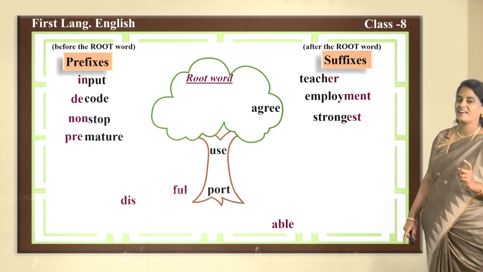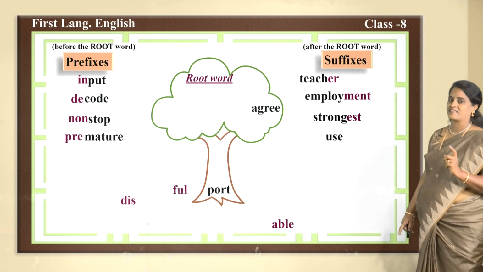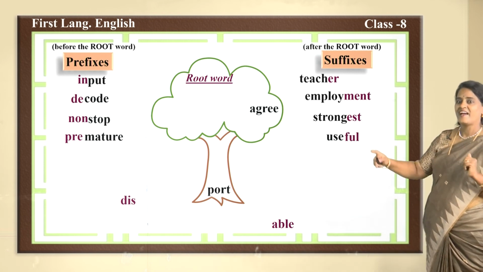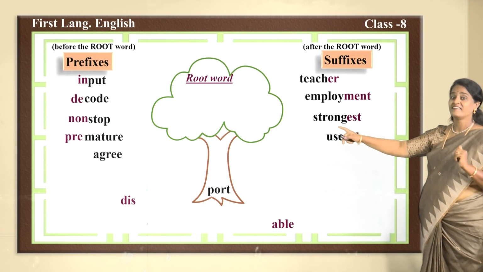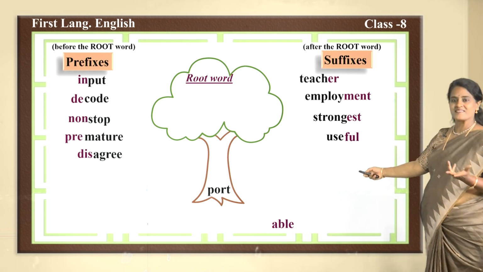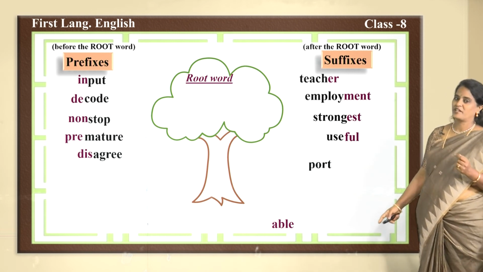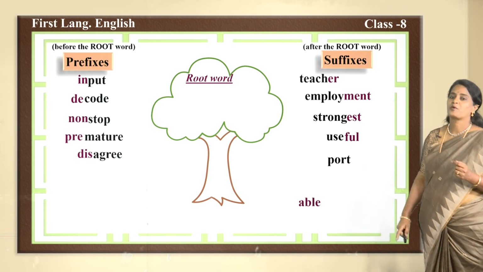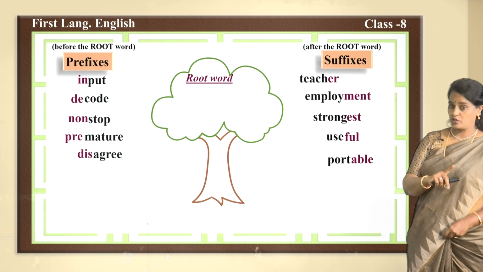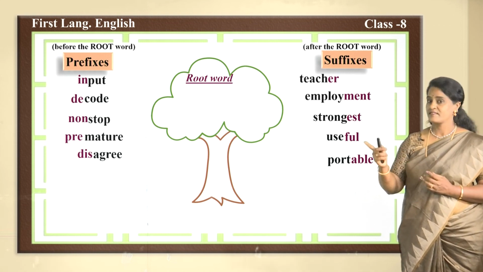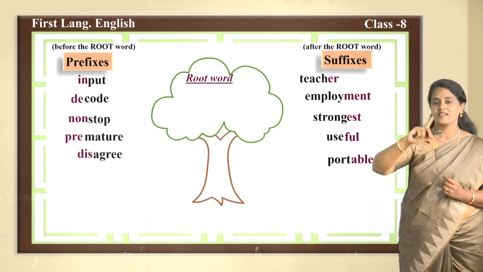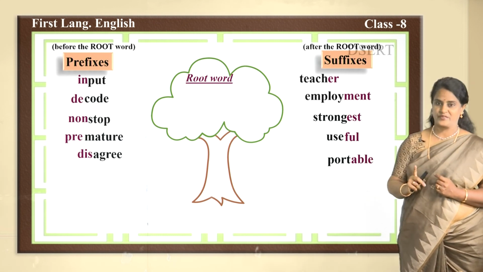And mature, what is that? Premature. And children, use. We just now saw a word, useful. And agree, you have come across this. Very good. Disagree. Last, it is left out. So, no other option. Port, portable. You have done it correctly. So, you understood what is a prefix and suffix. Before the root word is prefix, after the root word it is suffix.